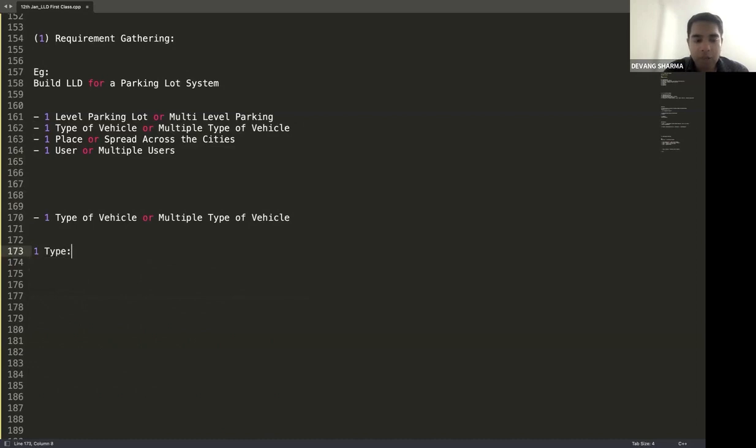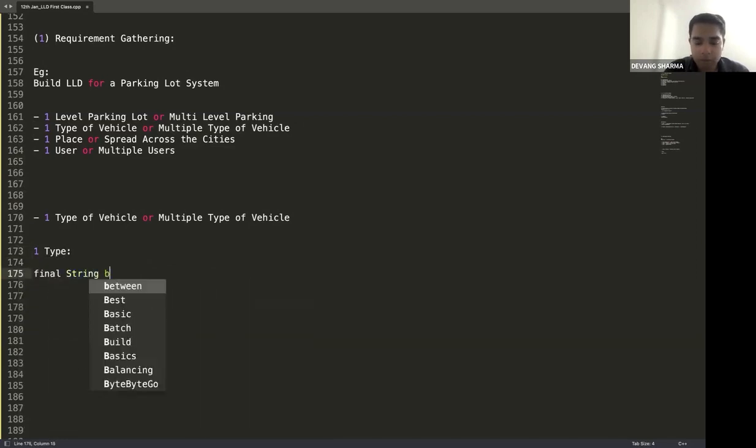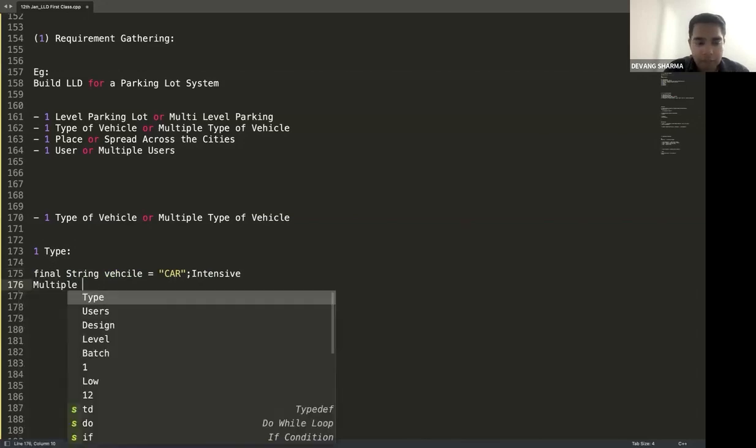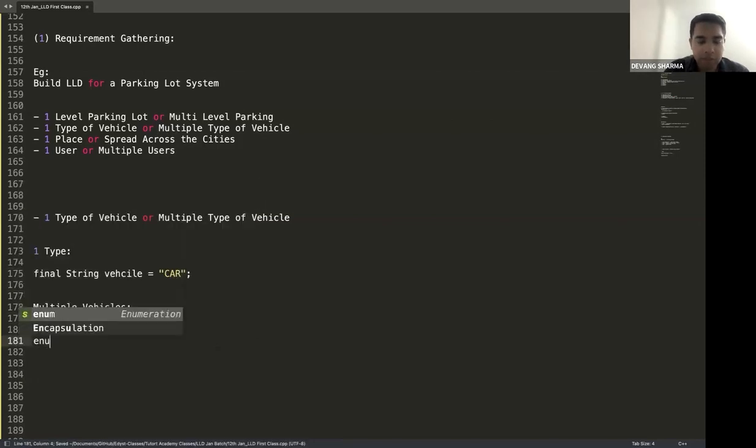For example, if you talk about one type, you can do a final string vehicle equal to car. If it was about multiple vehicles, I would not have coded like this. I would have coded like this: I would keep it as an enum. Let's say I can add car, I can add bike, whatever I want to add here, I can keep on adding.